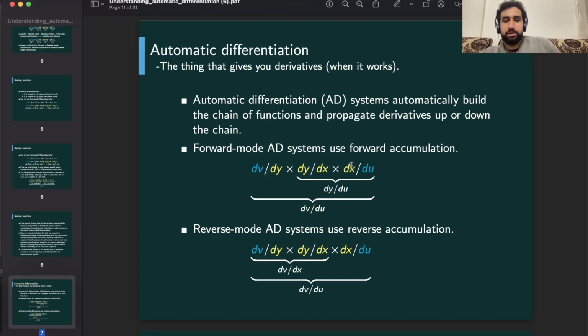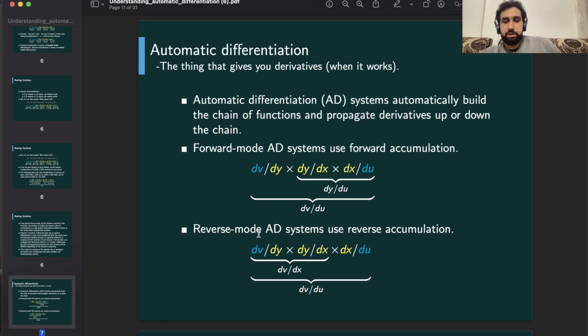Going from du/dx to dy/du, and then going from dy/du to dv/du, right? So we're just accumulating derivatives, almost like we're adding them, but we're actually multiplying them by each other here. And the same thing we can do is accumulate from the opposite side, from the output side, or the reverse side, right? Or in the reverse order.